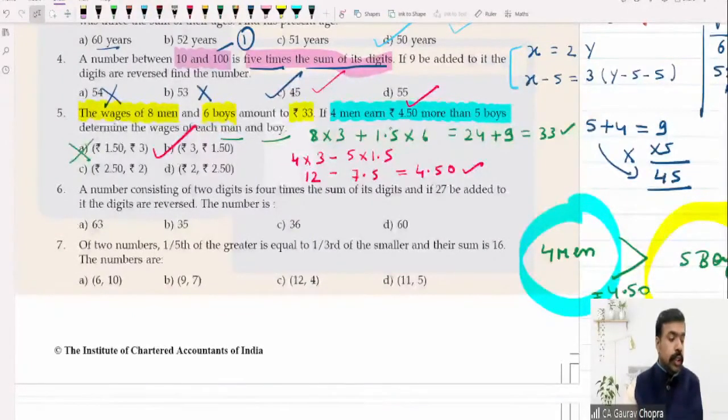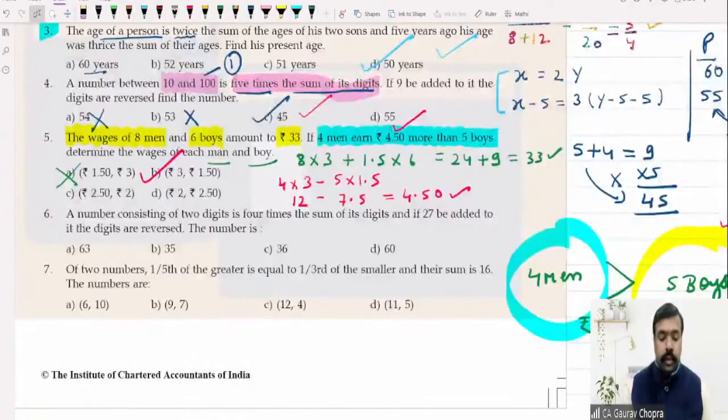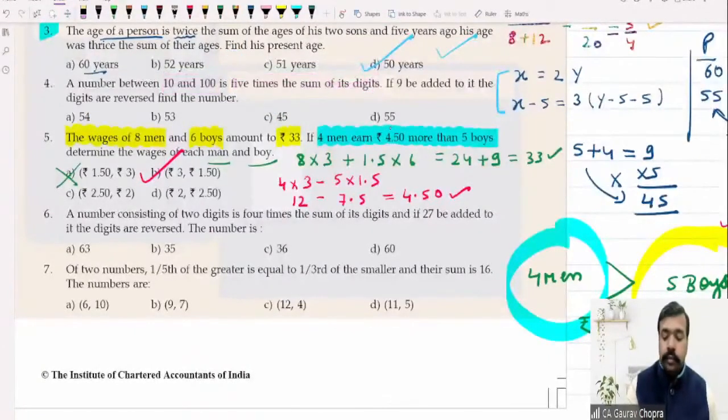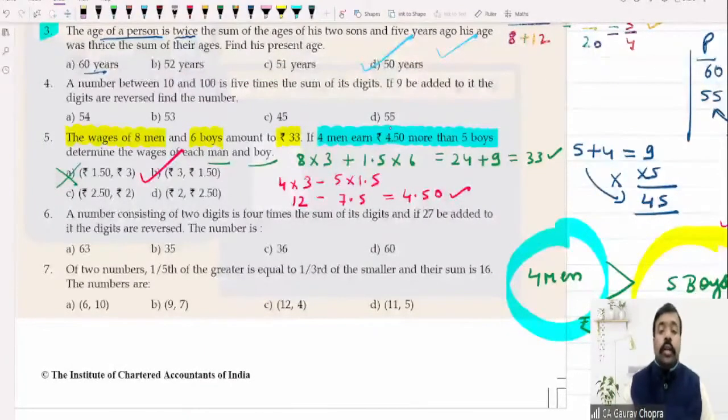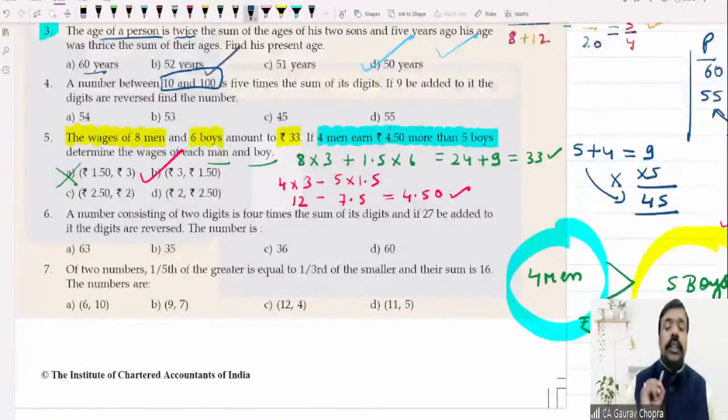Okay, Miss Balasan Janlakshmi says, can you please explain question number 4 once again? Okay, so I'm revising this question number 4. Now, 4 says a number is between 10 and 100. So we have to see which options are between 10 and 100. When we check, all the options are between 10 and 100. That means this condition is satisfied by all.